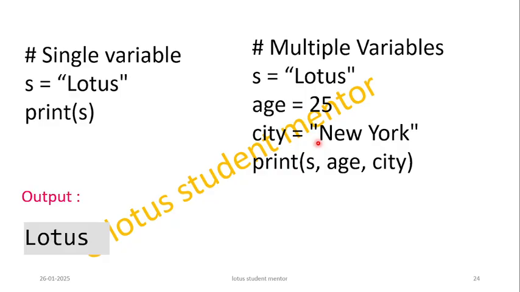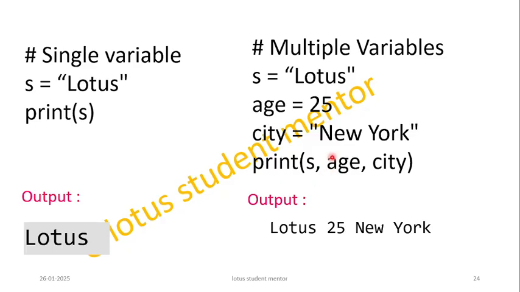If we want to print these multiple variables, what is to be done? We have to separate the multiple variables in the print function with commas, that is, s comma age comma city. Then the output becomes Lotus 25 New York. This comma won't be printed.